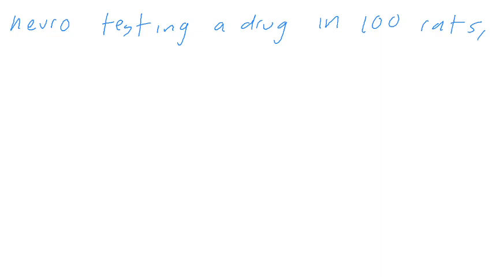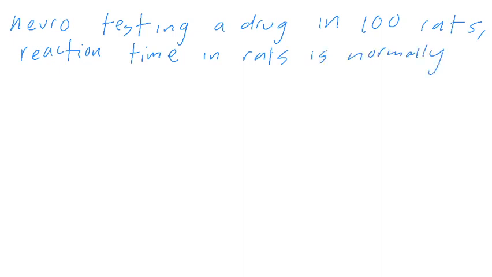So we're going to test a drug in 100 rats. So this is our sample. But reaction time in rats is normally distributed, and it is 1.25 seconds to react to a stimulus. A stimulus could be something like flashing a light. As soon as the light flashes, if a rat presses a button, they get a treat. This is kind of a behaviorist type of study.